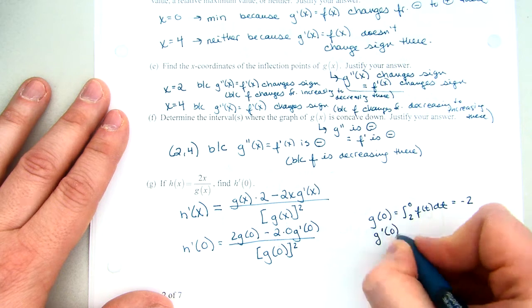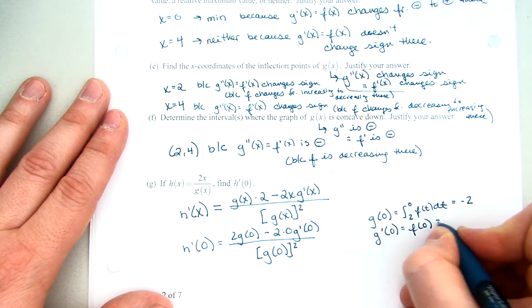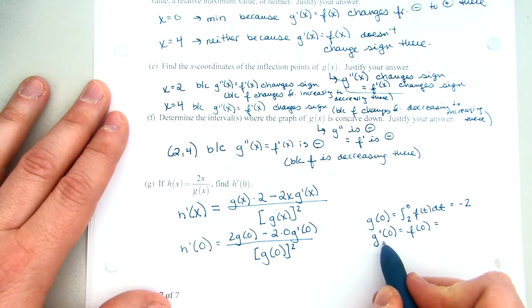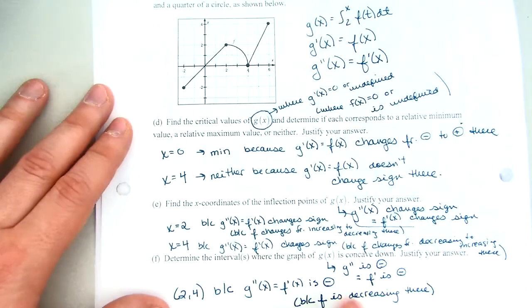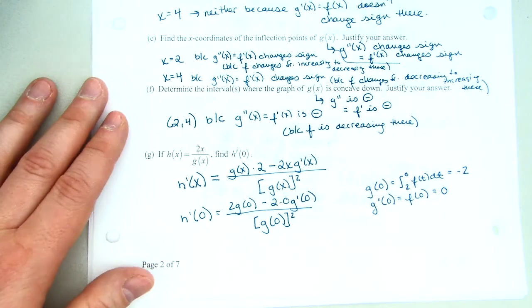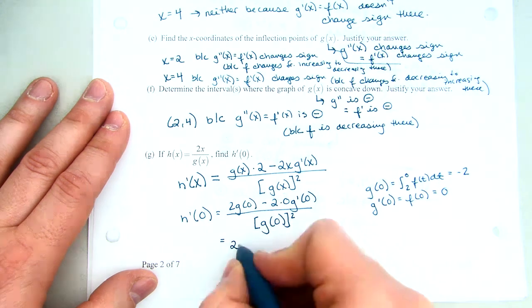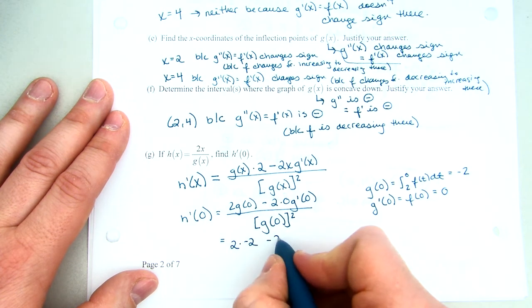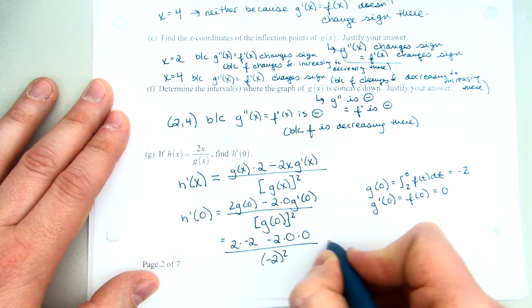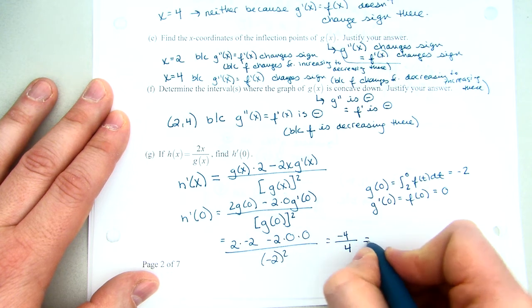G prime of 0 is f of 0. I guess we already did this one too, but this is also not super hard to re-find. What is G prime of 0? I don't think it's negative 1. I think it's 0. G prime of 0 is f of 0. What is f of 0? The y value on the graph that I'm looking at. So I think I have everything I need, and I can say 2 times negative 2 minus 2 times 0 over negative 2 squared, maybe negative 4 over 4, maybe negative 1 for that derivative.